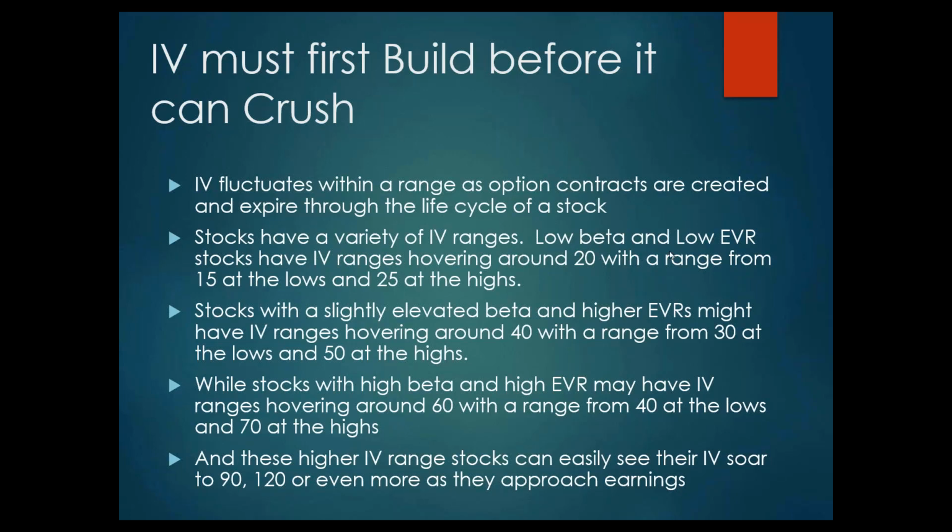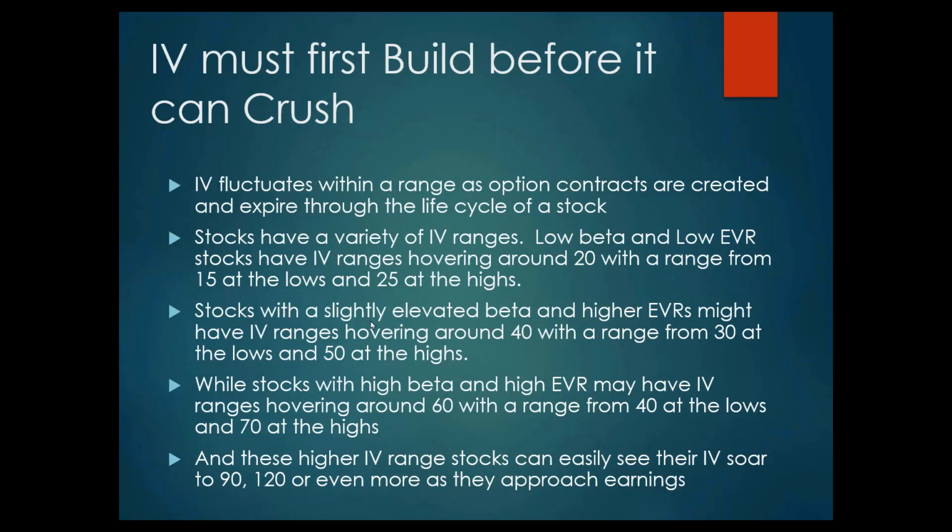A low beta stock, like Johnson & Johnson that I had on the screen earlier, with a low earnings volatility rating, has IV ranges that hover around 20. They live within a range cycle that might have a low around 15 at the lows and 25 at the highs. Johnson & Johnson would fall into that category.